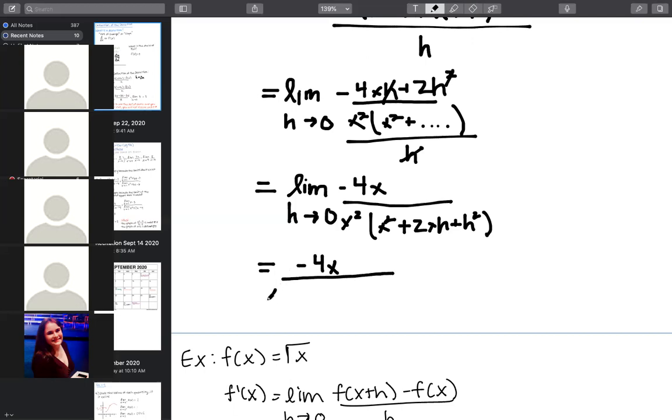So then we're going to get x squared times x squared plus 2x times 0 plus 0 squared.